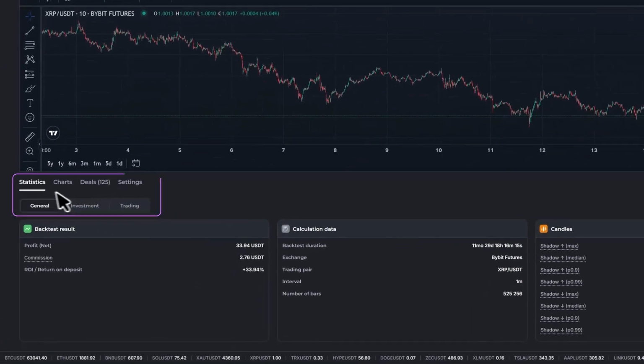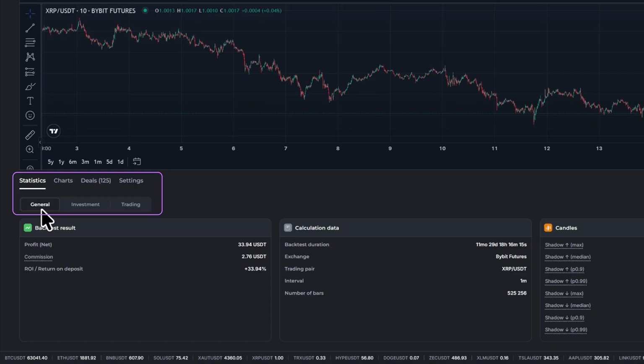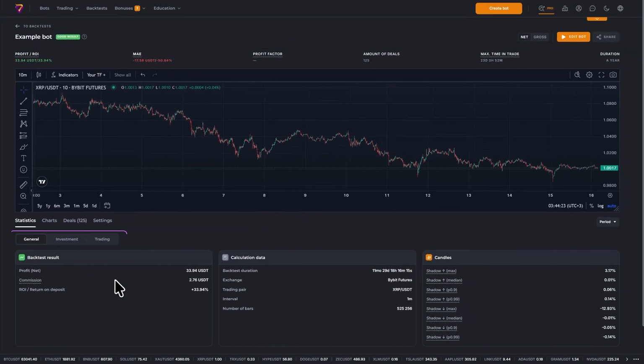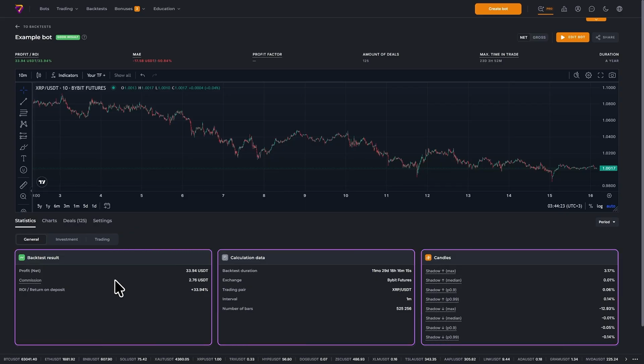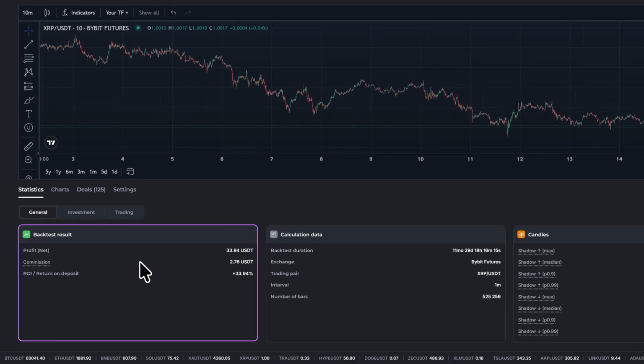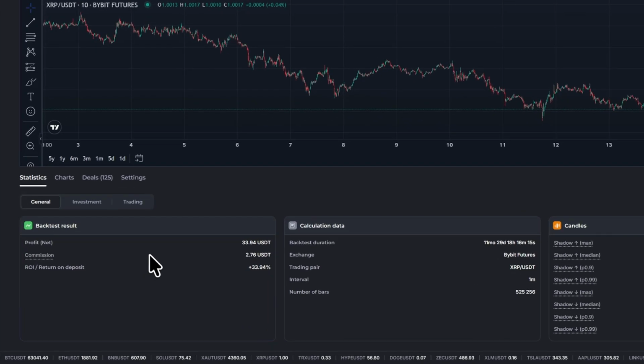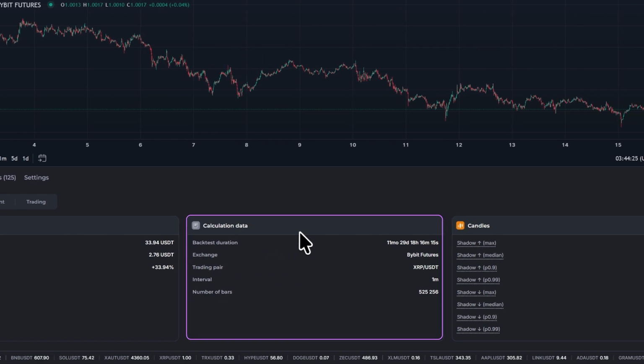Scrolling down, you'll see the main statistics section, which is divided into 3 sub-tabs: General, Investment, and Trading. Let's start with General. Here you get your basic summary. In the backtest result block, you see your clean net profit of $33.94, the commission paid to the exchange, about $2.76 in our test, and your return on deposit. Next is calculation data, showing your exchange, in this case Bybit futures, the 1-minute interval, and the total number of bars processed, which is over 500,000.